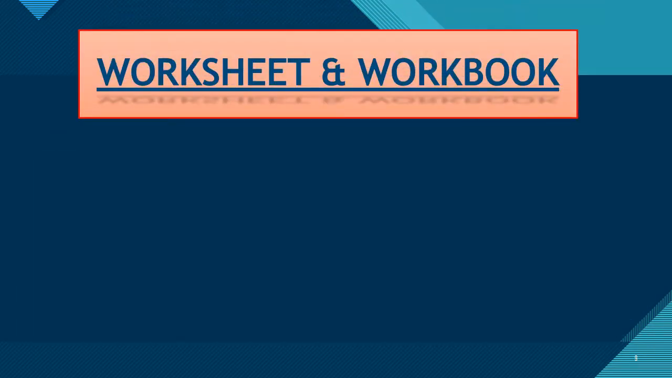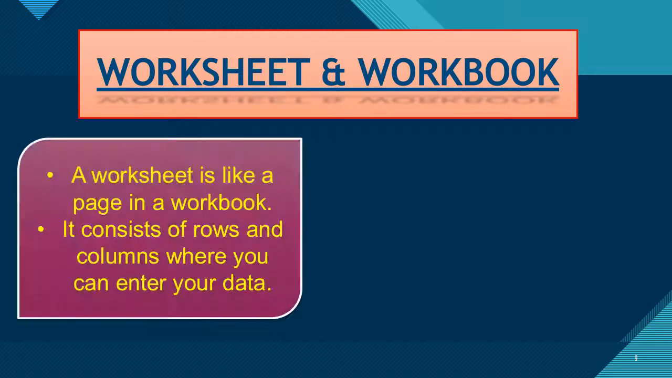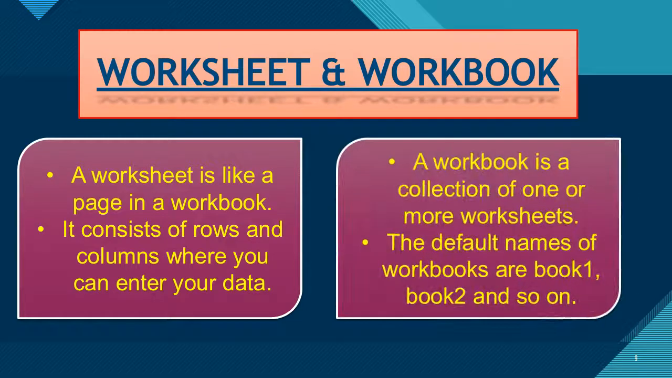The next component is your worksheet and workbook. Now let's learn about worksheet. Worksheet is like a page in a workbook which consists of rows and columns where you can enter the data according to your own choice. Workbook is a collection of one or more worksheets. The default names of the workbooks are Book 1, Book 2 and so on.